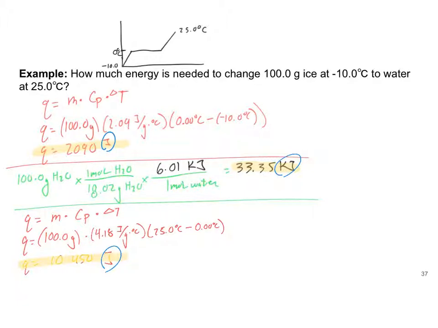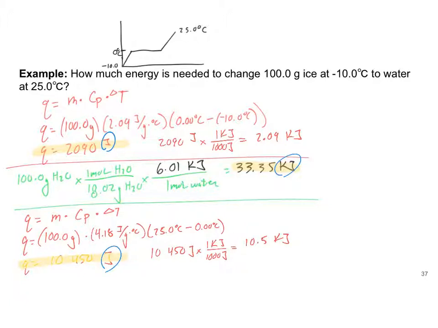So this one up on top here, I'm going to take the 2090 joules, and I'm going to convert it to kilojoules. So 1 kilojoule is equal to 1,000 joules. And so that gives me a value somewhere in the ballpark of 2.09 kilojoules. And down here, I'm going to take my 10,450 joules, and I'm going to convert it to kilojoules. And that gives me a value somewhere around 10.5 with sig figs because of the 25 degrees Celsius, so it's like 10.5 kilojoules. If you keep it, and we do the sig figs later, it's not important.